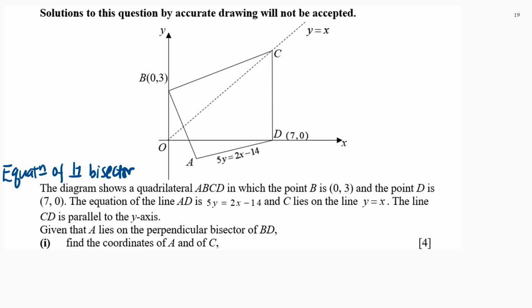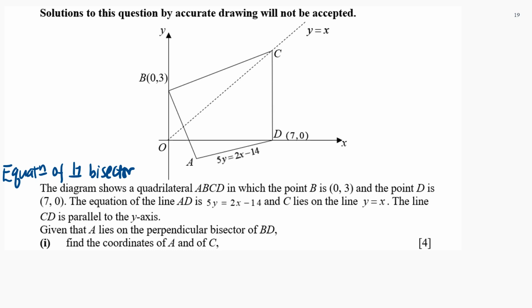Right, so let's look at another question. Again, this one is rather complicated, so I've broken it up into parts. So the first part is to find the coordinates of A and of C. Right, so you're given the quadrilateral ABCD, you're given point B. Point B lies on the y-axis, 0, 3. Point D lies on the x-axis, that's 7, 0. And you're given the equation of the line AD to be 5y equals 2x minus 14. And we're also told that point C lies on the line y equals x.